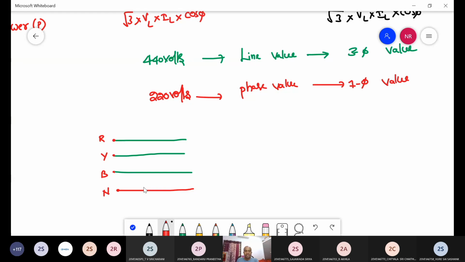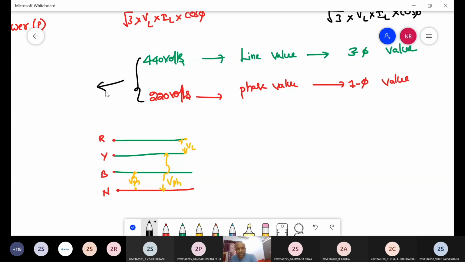So the phase value is nothing but between any phase and the neutral. This is V phase. Line value means between any two phases, between R phase and Y phase, whatever the voltage, that is the line value, right? So these are ultimately the consumer side.